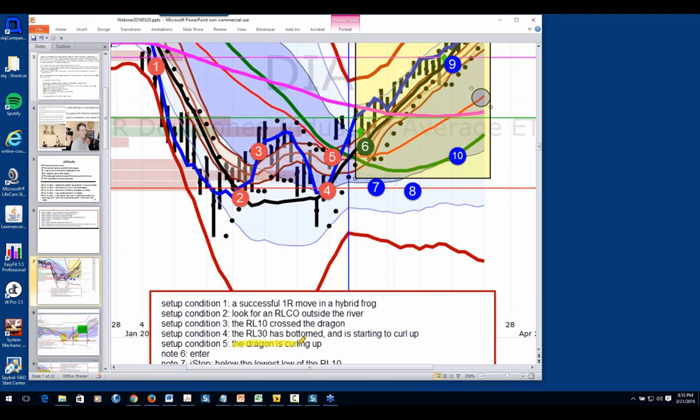Condition number 5, the dragon is curling up, and now you can see that the slope of the dragon is up, and it has a higher low. The low on this one is at the red line. The low on this one is above that. So we have a dragon that is curling up. So that's condition number 5.